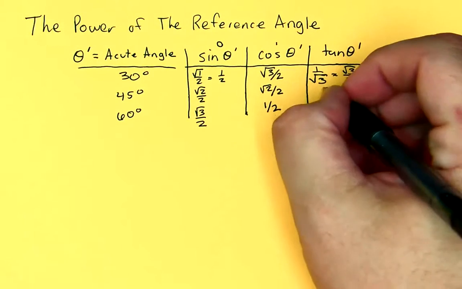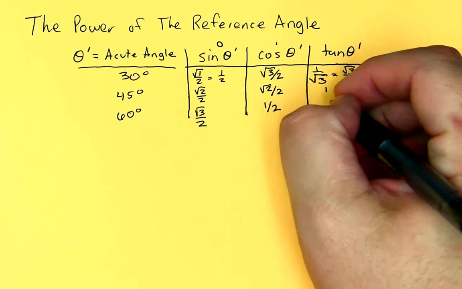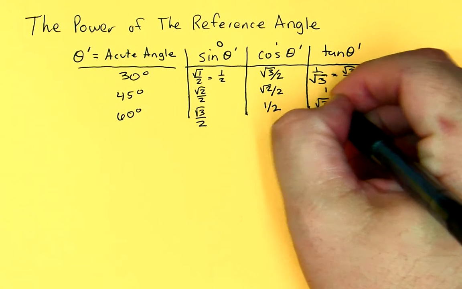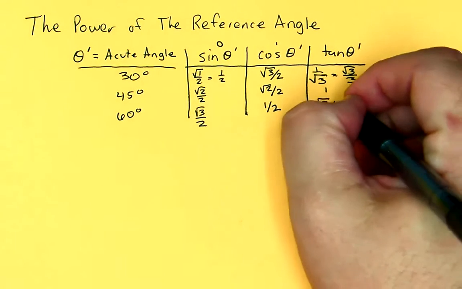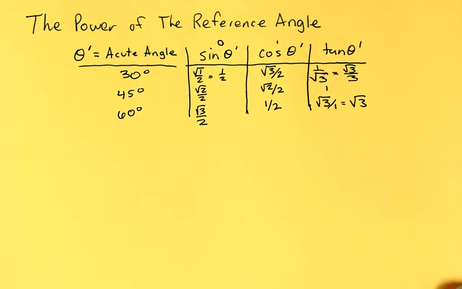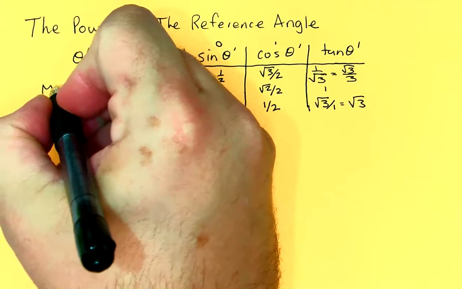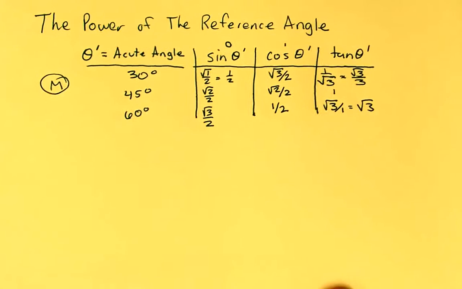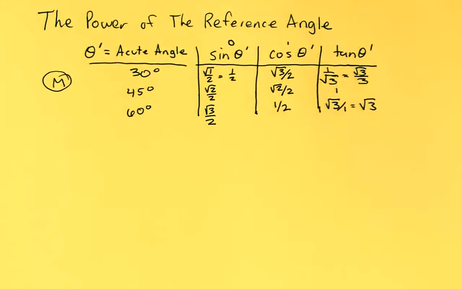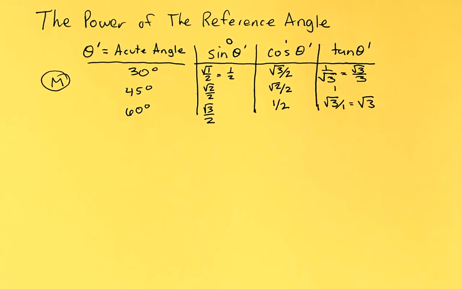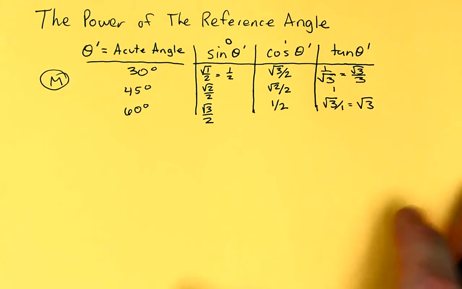Square root of 2 over square root of 2 is 1. Square root of 3 over 1 is just the square root of 3. Now, we want to memorize this, so I'll put the m in the circle. In class, that means we got to memorize that. It'll save you so many problems and so much time.